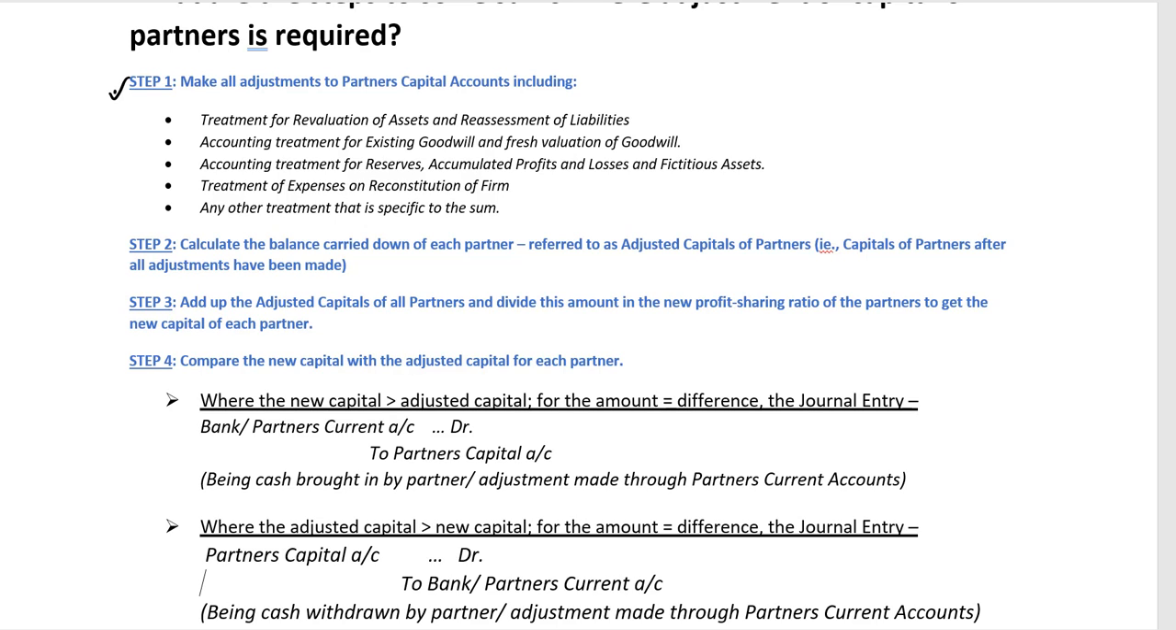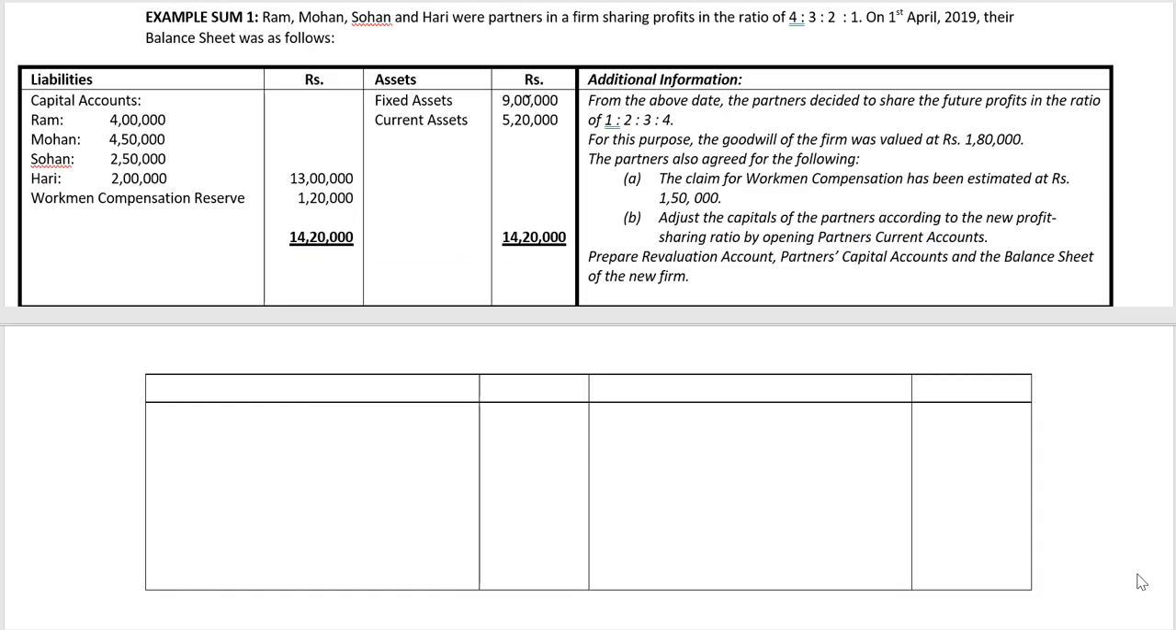So let's go and see how to apply it by solving the first example under this topic. Example sum 1. Ram, Mohan, Sohan and Hari were partners in a firm sharing profits in the ratio of 4:3:2:1. On 1st April 2019, the balance sheet was as follows. To the left of the screen, the balance sheet of Ram, Mohan, Sohan and Hari is given, and on the right, additional information is given.